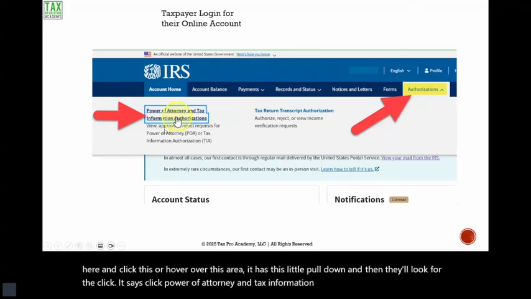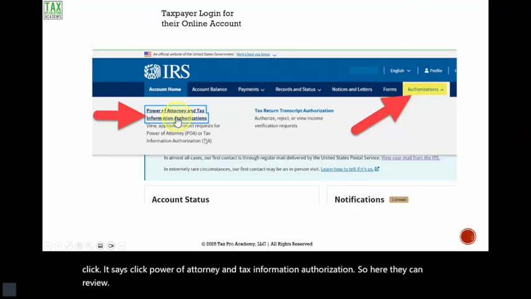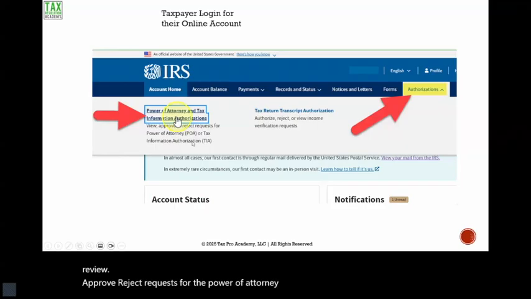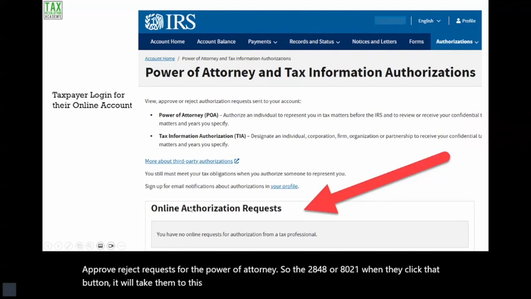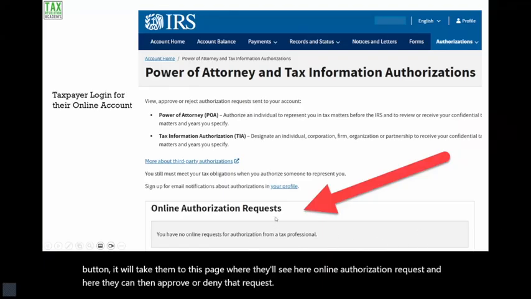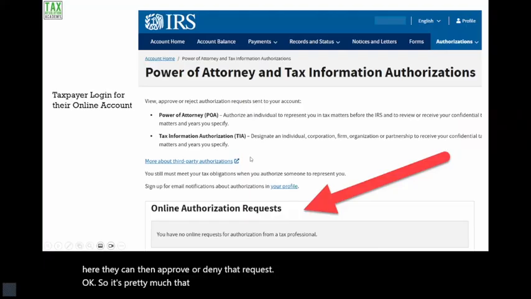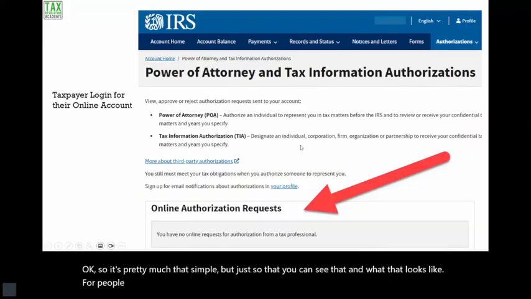Here they can review, approve, or reject requests for the power of attorney, so the 2848 or 8821. When they click that button, it will take them to this page where they'll see online authorization requests. And here they can then approve or deny that request. Okay, so it's pretty much that simple. But I wanted you to see what that looks like so that they can see it on their end.